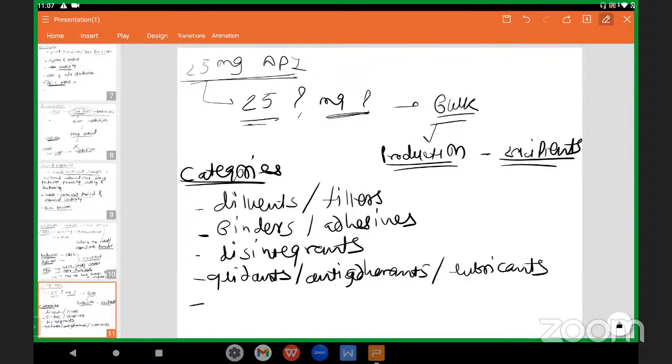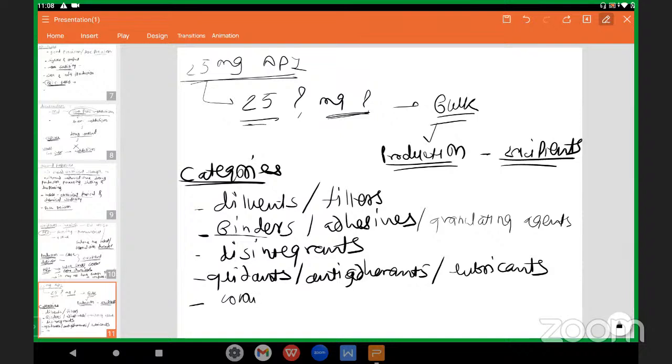Somebody said the granulating agents. What does it mean? Who said granulating agent? We can simply define this class under the binders only. Whatever is helpful for granulation, that we call granulating agents. Next one.